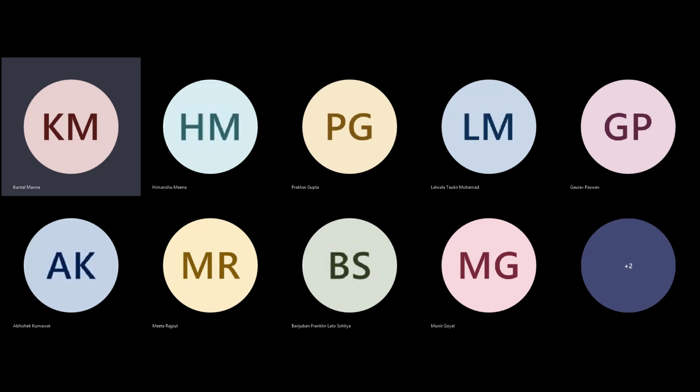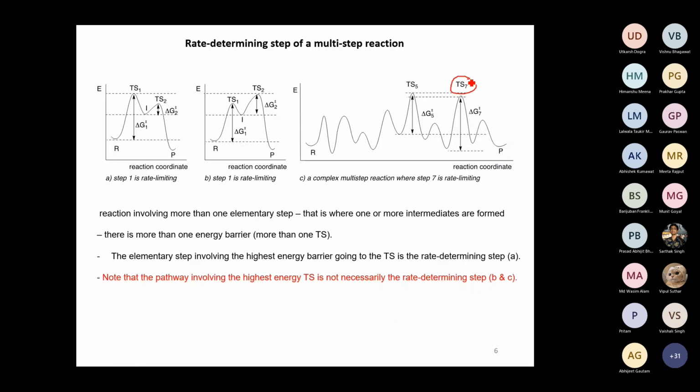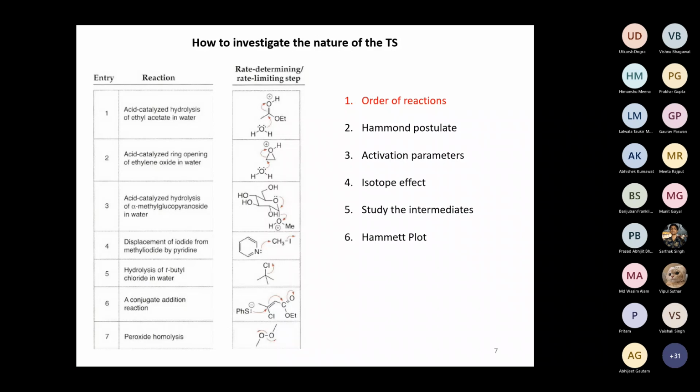The transition state corresponding to that state may be the highest energy or may not be the highest energy. That is the central point. So yesterday I also told you that we will discuss various kinds of techniques, mostly experimental techniques, to determine the rate determining step or the nature of the transition state at the rate determining step of a particular reaction.